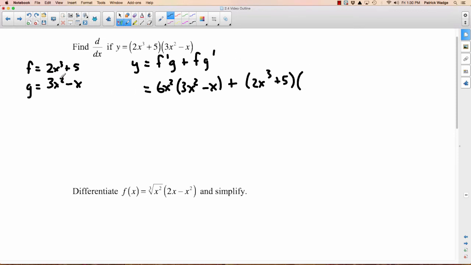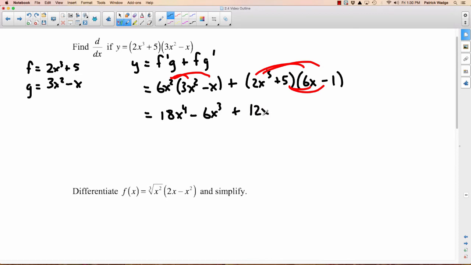So the derivative of g, first of all, using the power rule, this first term, 6x, minus, we're using the subtraction rule here, aren't we? The derivative of x is just 1. Okay, let's expand all this. You're going to have to do some distributive property there, some mountains and valleys, or whatever you call it there. So we end up with 18x to the fourth minus 6x cubed plus 2x cubed times 6x is 12x to the fourth. 2x cubed minus 1 times negative 1 is negative 2x cubed. 5 times 6x is 30x. 5 times negative 1 is negative 5.